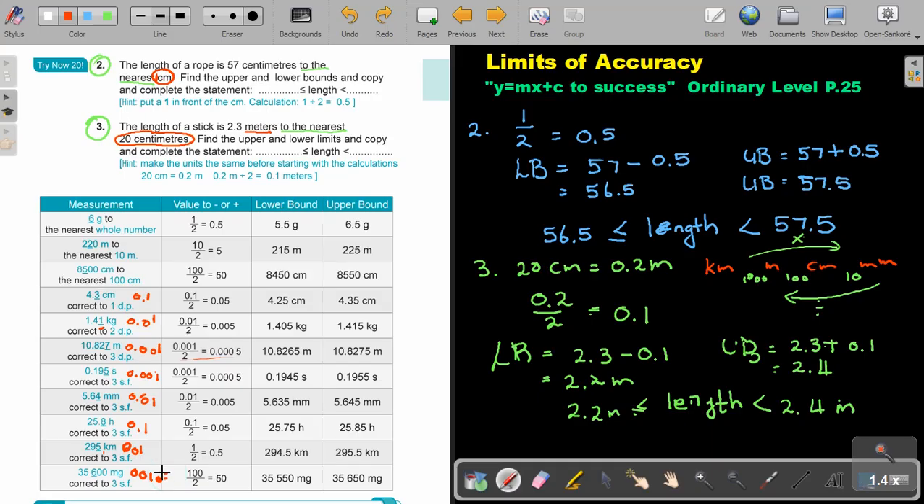And remember, if there's no comma, then the comma stands at the back. So it's then 100. Do you see that's 100? And you just divide it by 2, and then you get 50. Subtract for the lower, add for the upper.